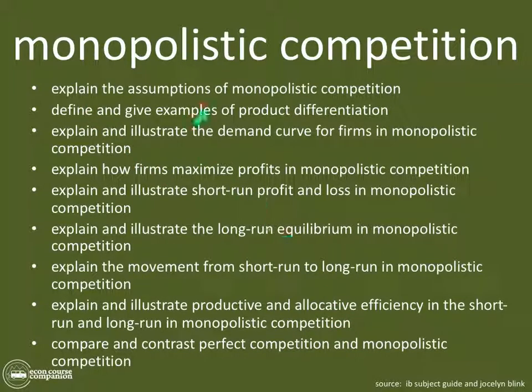Three, explain and illustrate the demand curve for firms in monopolistic competition. That is, monopolistic competition is a price maker's market structure, which means they have a downward sloping demand curve and also a downward sloping average revenue curve as a result because they are the same line.